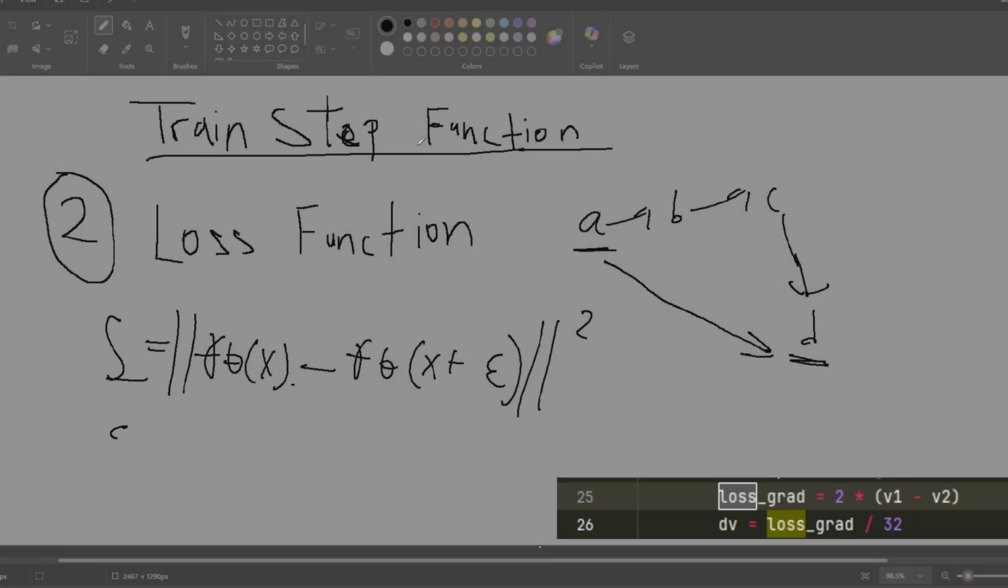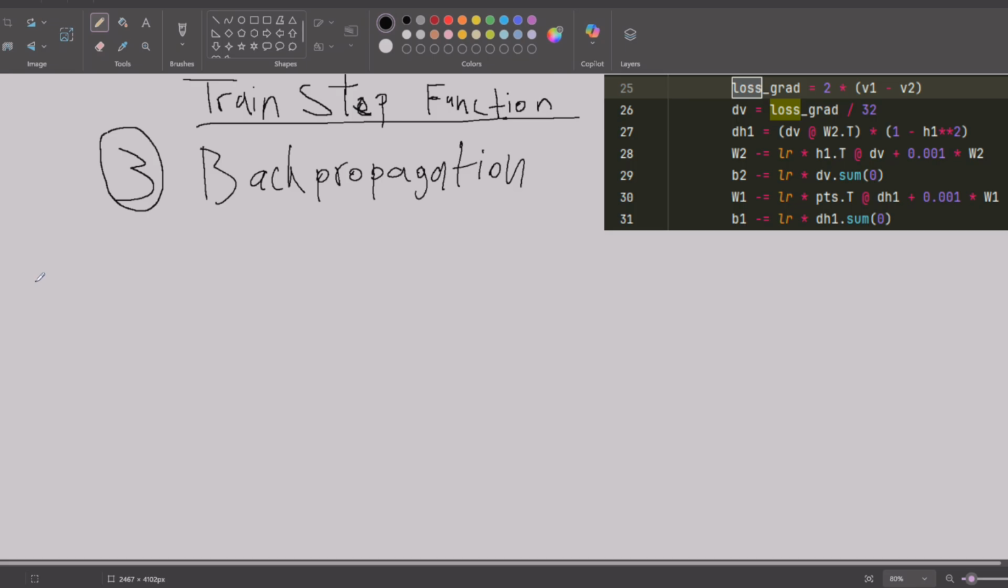Let's talk about why I added epsilon here. So we know that epsilon is drawn from a normal distribution with mean 0 and a standard deviation of 0.05. So this is just a tiny random nudge. Basically, as I said previously, the network is not going to see the same training example twice. It's constantly going to be tested on random pairs and random computations from nearby points. Okay, so now let's talk about backpropagation. This is our third step for the train step function.